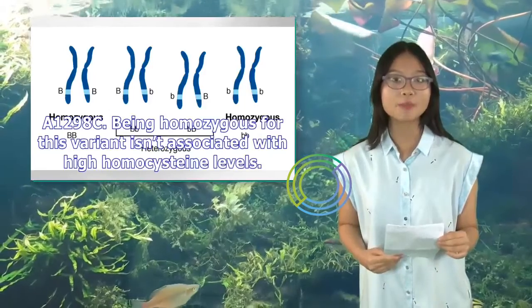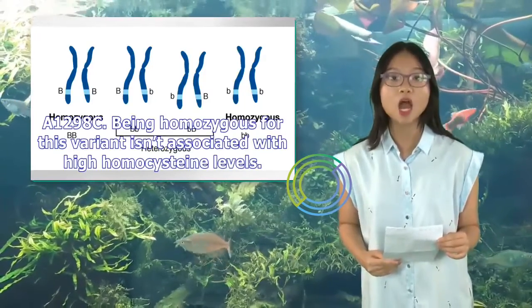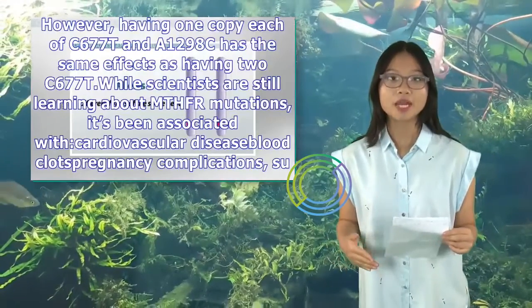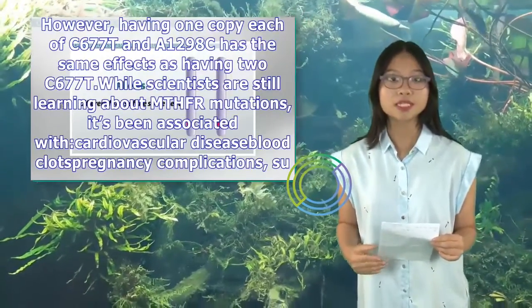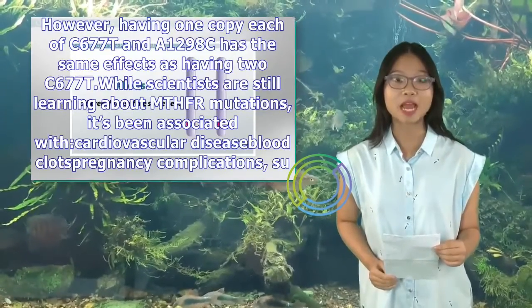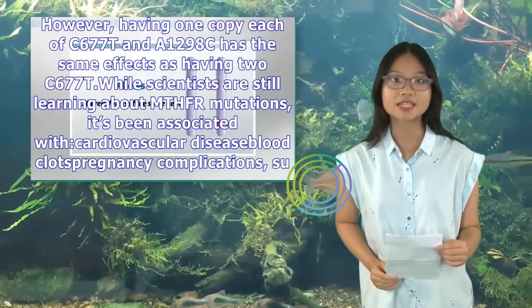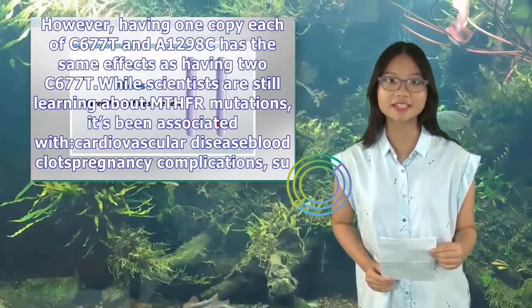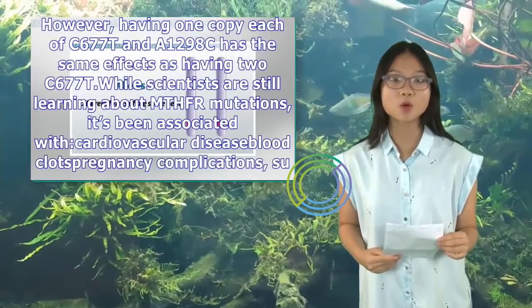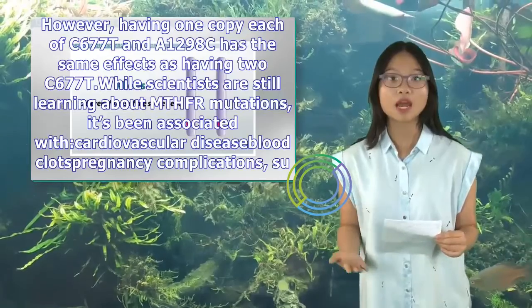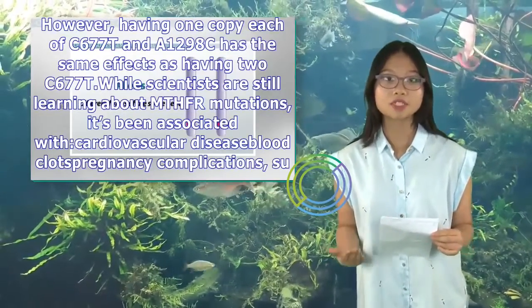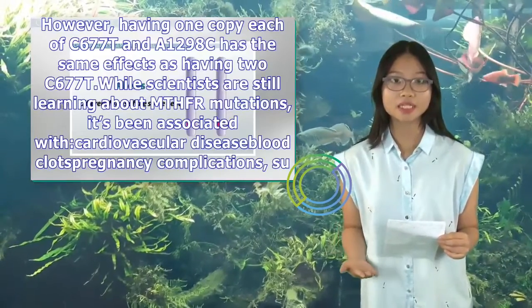A1298C. Being homozygous for this variant isn't associated with high homocysteine levels. However, having one copy each of C677T and A1298C has the same effects as having two C677T. While scientists are still learning about MTHFR mutations, it's been associated with cardiovascular disease, blood clots, pregnancy complications, such as preeclampsia, pregnancies with neural tube defects, such as spina bifida, depression, dementia, osteoporosis, migraine, polycystic ovary syndrome, multiple sclerosis.